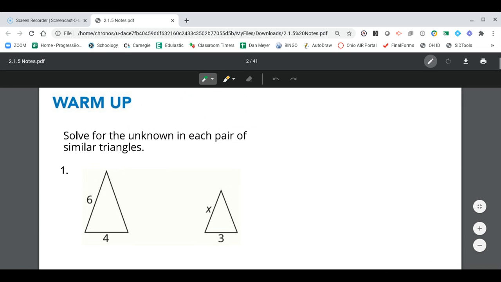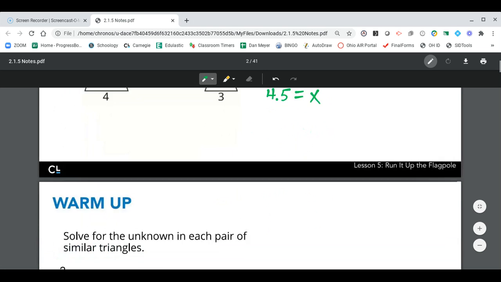All right, question 1 in the warm-up. Solve for the unknown in each pair of similar triangles. Since they are similar, I can set up corresponding side length ratios. Although they don't give you any angle measures or any vertices that are corresponding to one another, we can just assume that the orientation is the same on both. So that would mean 3 is to 4 as x is to 6. And then when we cross multiply, we'll get 18 equals 4x. Divide both sides by 4, and we get 4.5.